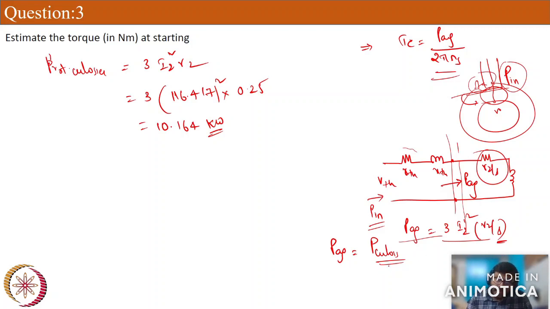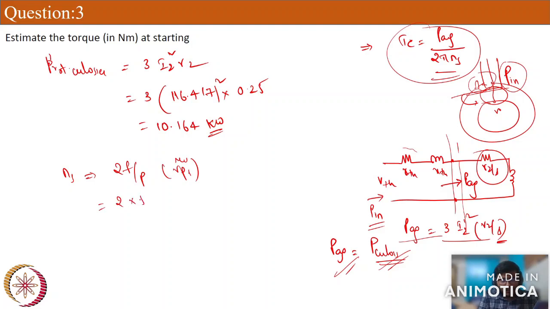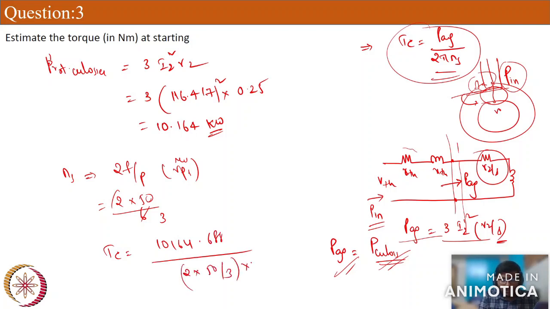Now we have seen that at starting, rotor copper losses are nothing but the air gap power, and now we can calculate torque, that is air gap power divided by 2 pi ns. But before that, let's calculate what ns is. Ns is 2f by p, in mechanical RPS, and f is the supply frequency. 2 into 50 by how many poles they have said in the question? It's a 6-pole machine, so 50 by 3 is ns. Now torque is equal to 10164.688 divided by ns into 2 pi.